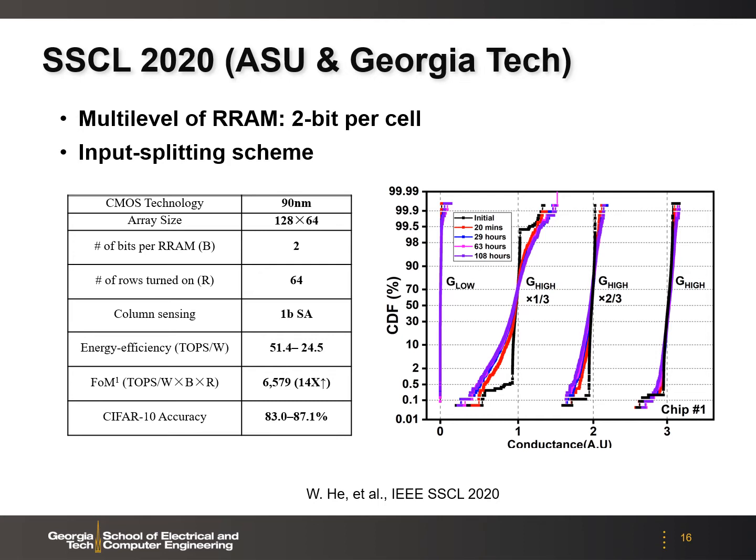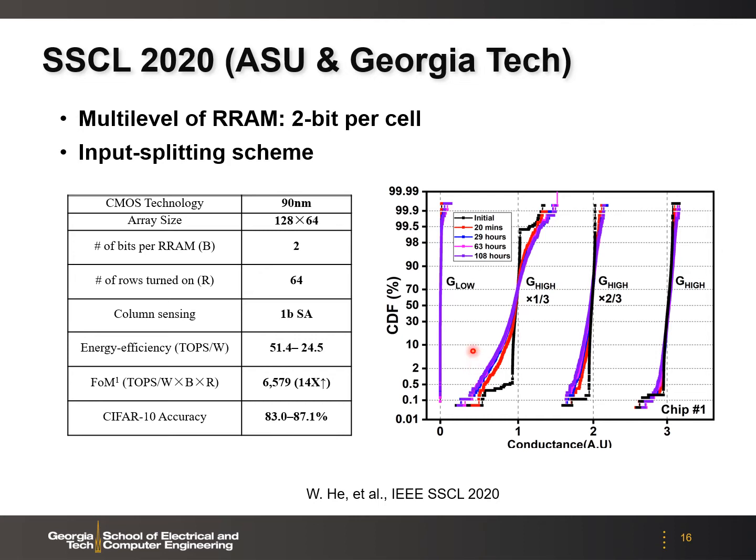In this work, we experimentally demonstrated 2-bit RRAM from the same test chip as we showed in the previous slide. This plot shows the distribution of the 4 conductance levels. We use a very aggressive write and verify programming protocol to tighten the distribution, as shown in the black curve here. But as time goes by, the distribution tends to spread out.